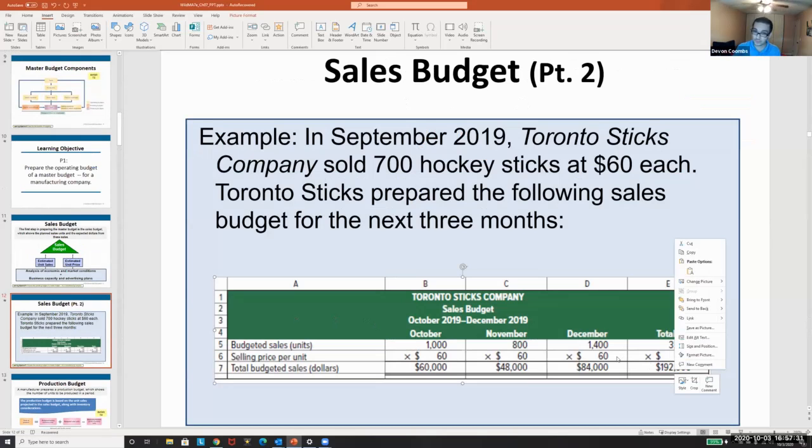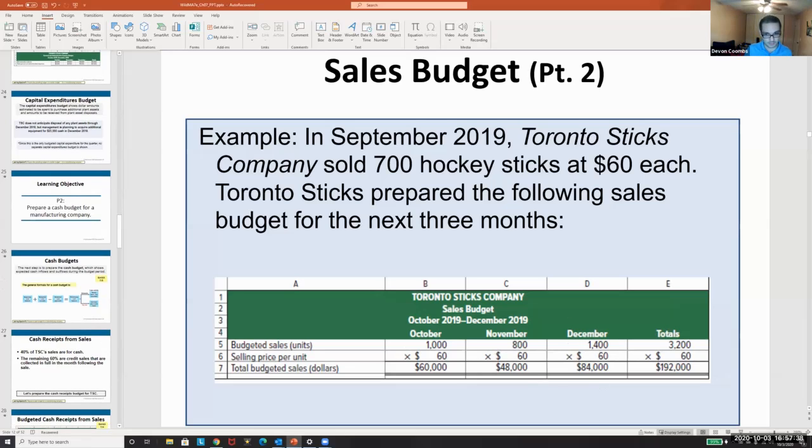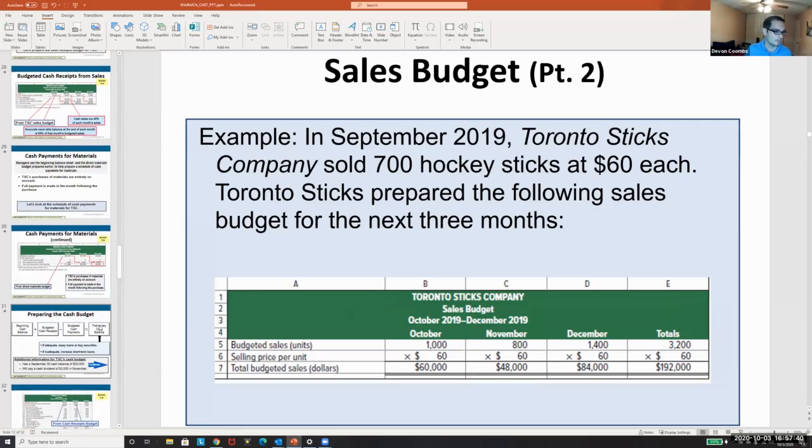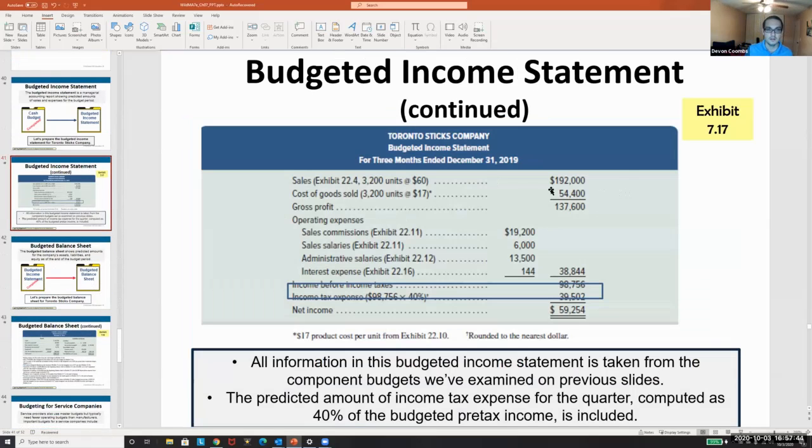So you can follow this full example for any of your other examples. I provided these slides for you. So 192,000. I'm not pulling any individual month, I'm pulling the entire 3 months. Let's go back to our slide here. Same thing. We go to our cost of goods sold budget. All this information we're just compiling now. We have the information. We're just putting it into the income statement format.